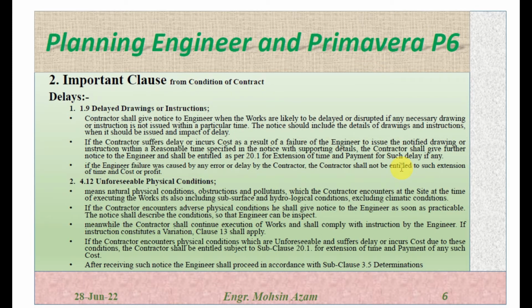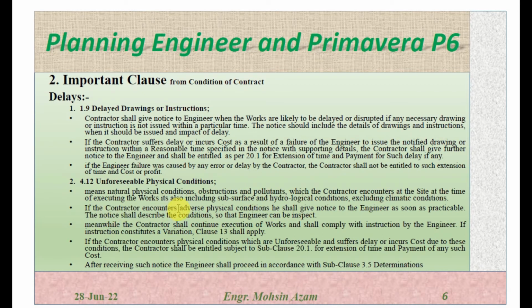The second one is unforeseen physical condition. If the contractor faces on site some unforeseen physical condition, as defined here in clause 4.12, it means natural physical condition, obstruction or pollutant which the contractor encounters at the site at the time of execution of the work. It also includes subsurface and hydrological condition, excluding climate conditions. So it is written here clearly that climate extremes like rainfall or winds or storm will not be considered as unforeseen. But the hydrological condition, like if the dewatering was not planned but we face a higher water level and we have to do the dewatering, will be covered there.